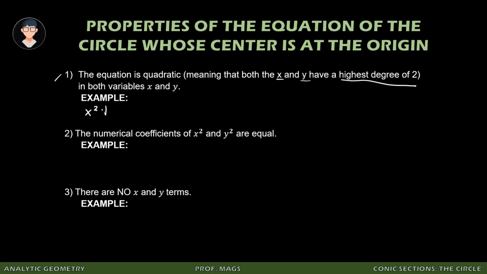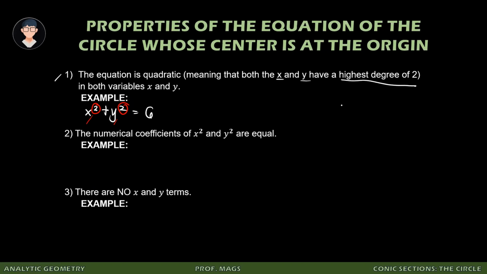x square plus y square is equal to 6. Okay? So masasabi natin na circle yan pag meron tayong degree na both x at y, yung variable natin, ang highest degree nila ay 2. Yung exponent nila ay 2. Okay? Circle yan.